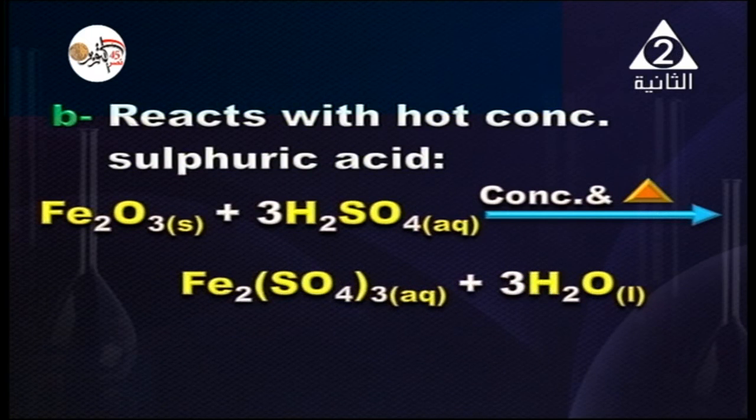So my dear students, iron 2 oxide reacts with dilute acids, while iron 3 oxide reacts also but with concentrated acids, and this is done by heating as shown on the screen.